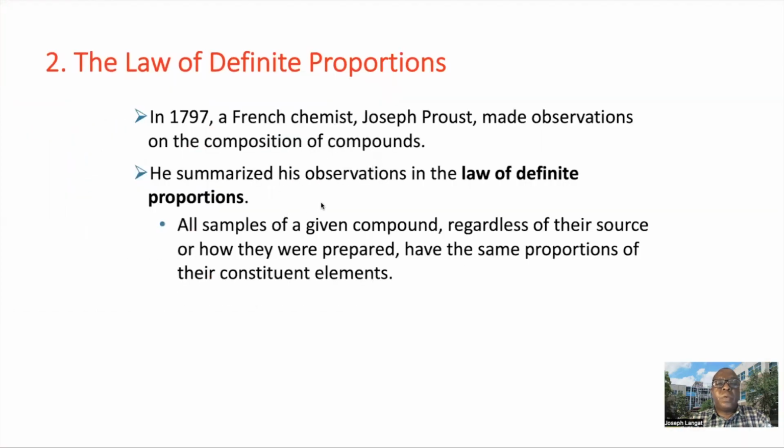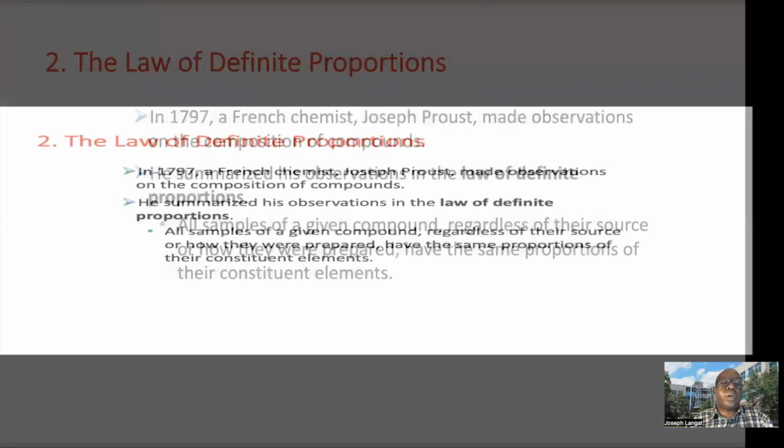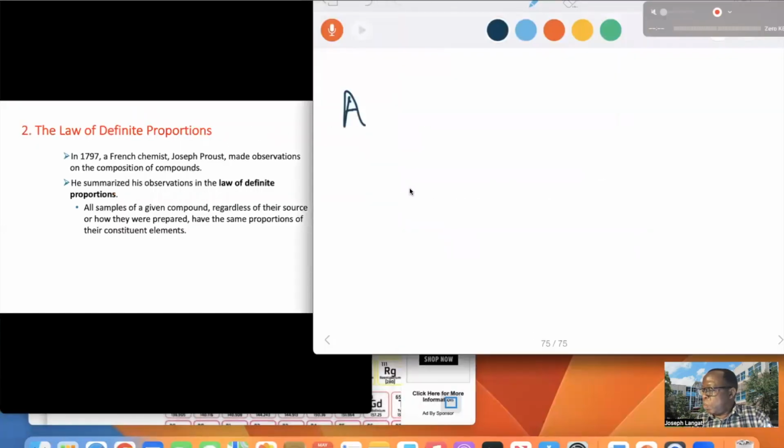And it states, or it summarizes, that all samples of a given compound, regardless of their source and how they were prepared, have the same proportion by constituents. So if we think of H2O, whether it is sourced from Canada, Mexico, Australia, or the United States, these all have the same composition. It's still going to remain as H2O. It will never change.